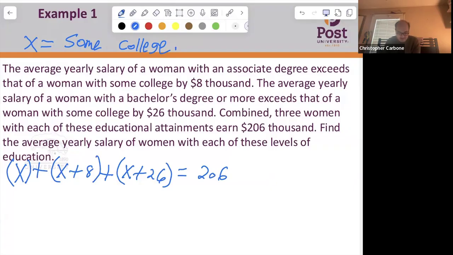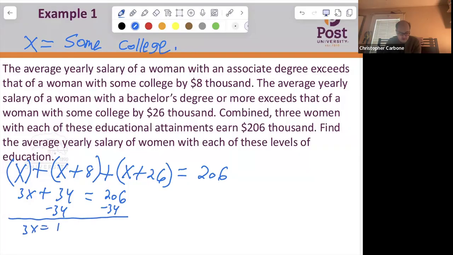So to actually add these together and solve, combining the x's, that's 3x plus, the 8 and the 26 make 34, is equal to 206. Subtracting the 34 from both sides will make 3x equal to 172. And then dividing by 3 sadly does not give us a nice answer, unfortunately, but it happens.